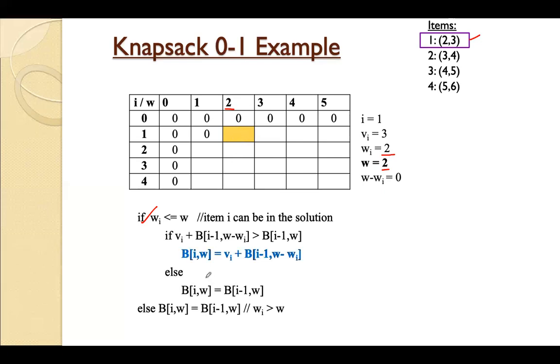That is indicated in this condition. If Vi plus, that is profit plus 3 plus 0, is greater than this value. Yes, these two are greater than this value. So we'll write 3 here. See, this instruction has been written according to the algorithm. That is, Vi, the profit, is 3 plus 0, this value. If it is greater than this value, then we'll write it here. So 3 we'll write here.